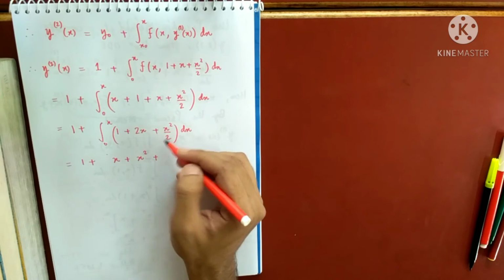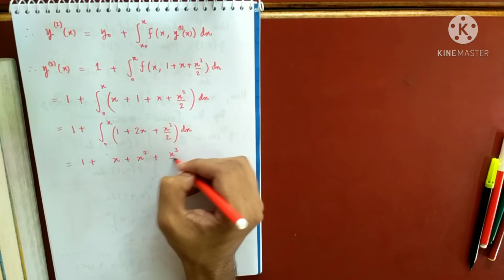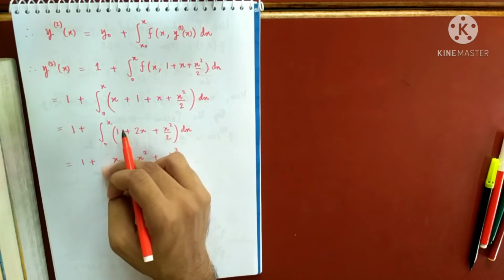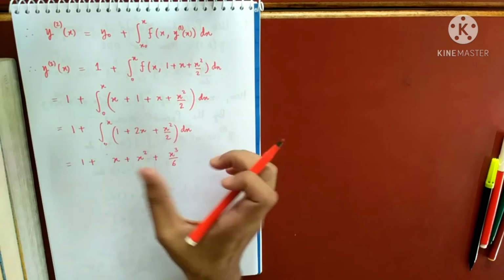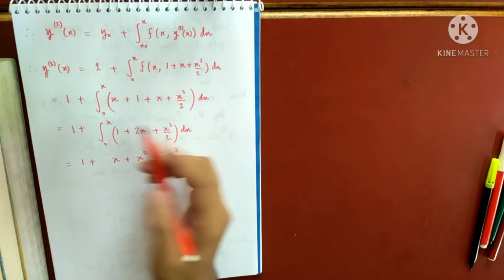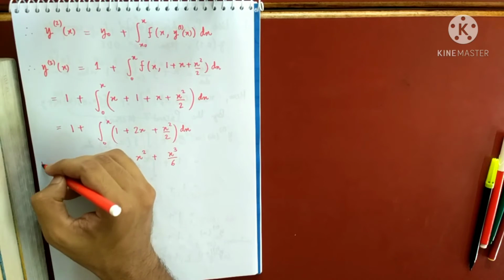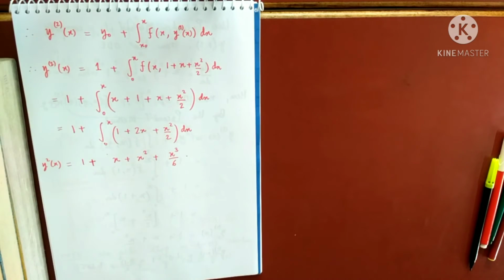Then 1 by 2 goes outside. Integration of x square is x cube by 3, so 3 twos are 6. I will not write down the limits because the limit is from 0 to x. When I put x here, it will remain this only, and if I put 0 here, it will become 0, so no need to write. So this is the value for y2 of x: 1 plus x plus x square plus x cube by 6.